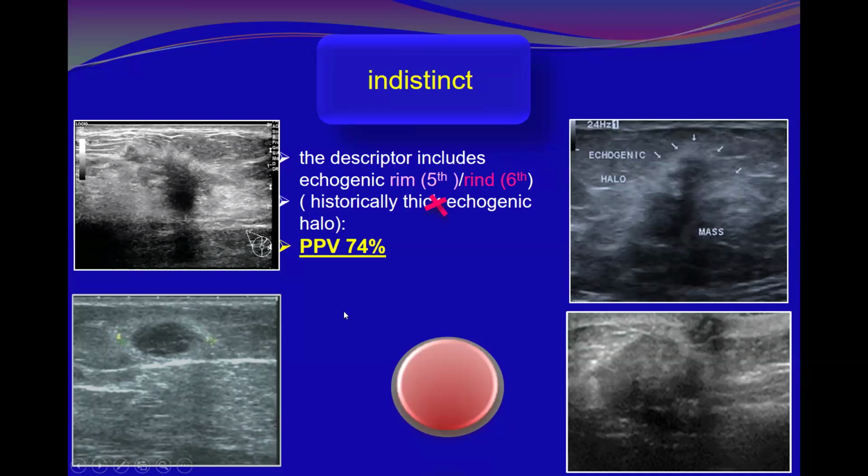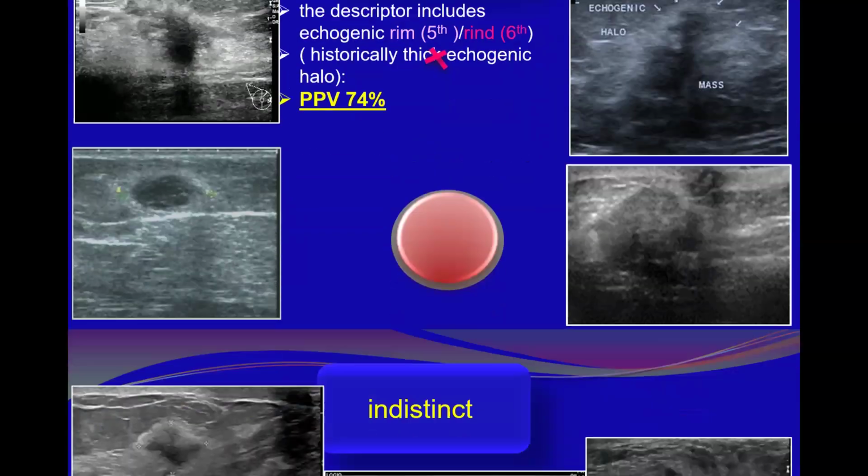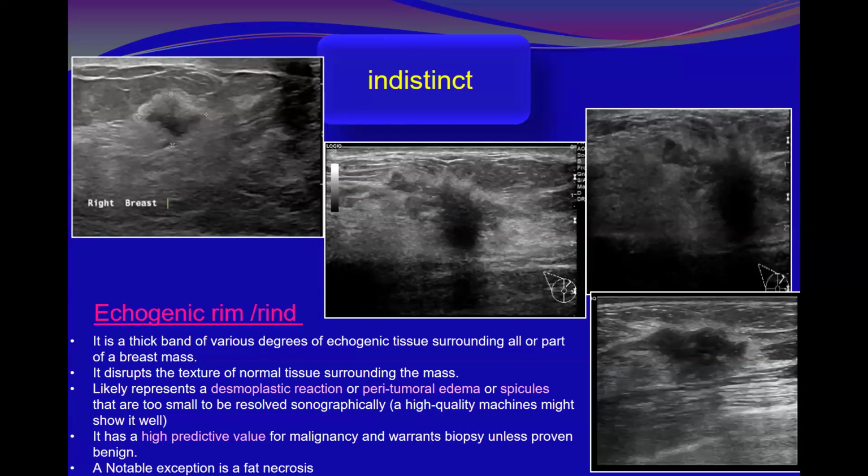So the positive predictive value of this descriptor, the echogenic rim, is 74%. So if you see these signs, that means these lesions have to be graded as BI-RADS 4C. Okay. Again, talking about the echogenic rim.